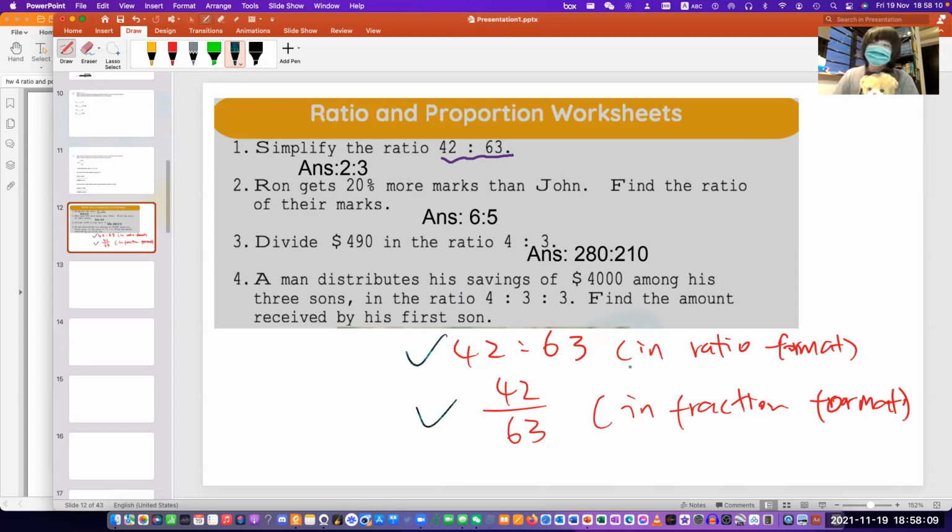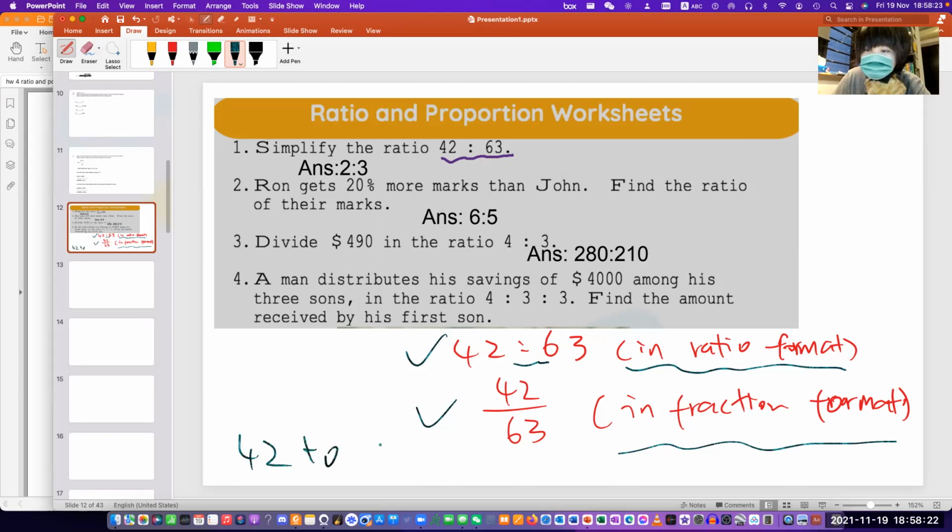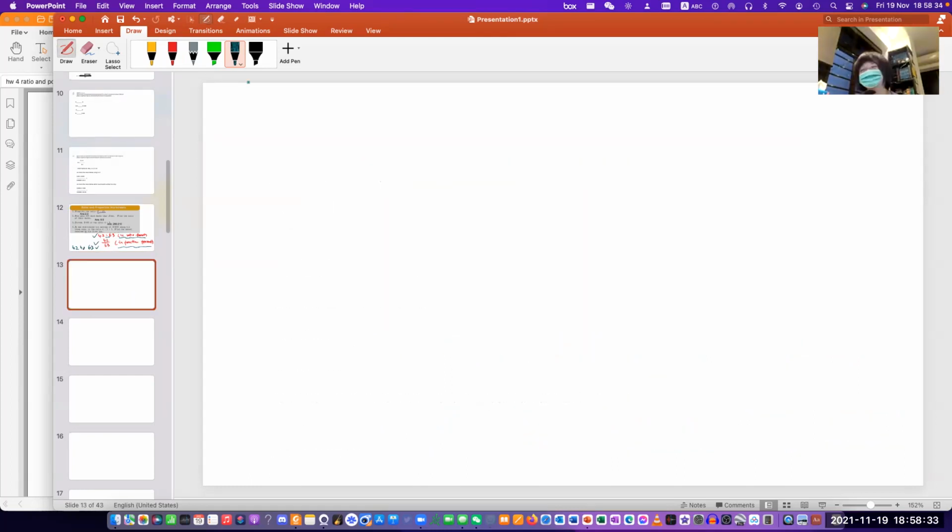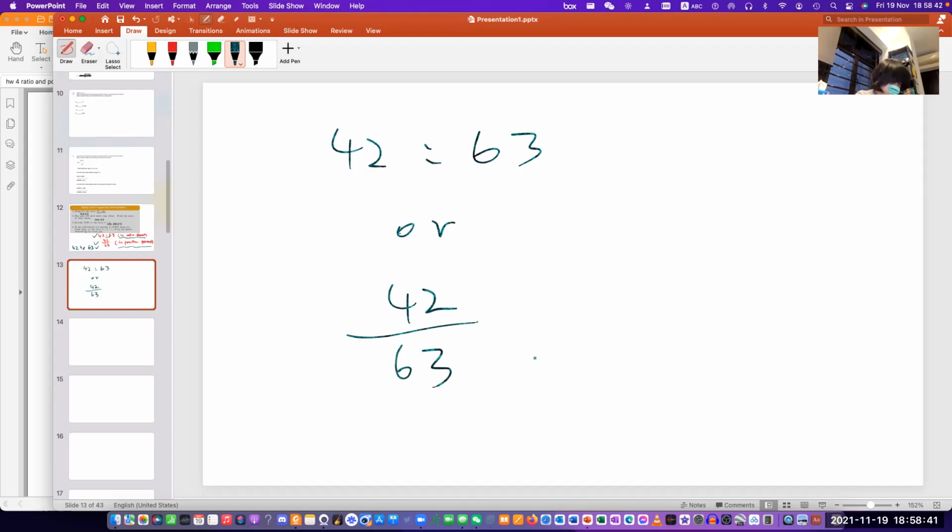One of them is in ratio format, you use the two dots here, and this is in fraction format. But both of them mean the same thing. They mean 42 to 63. So once you get 42 to 63, either format, what you could have done is use a calculator. I think your calculator is going to give you what?